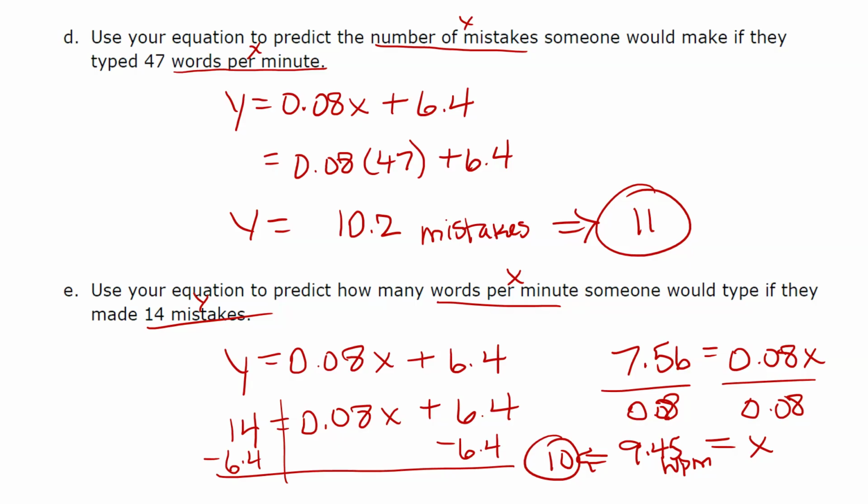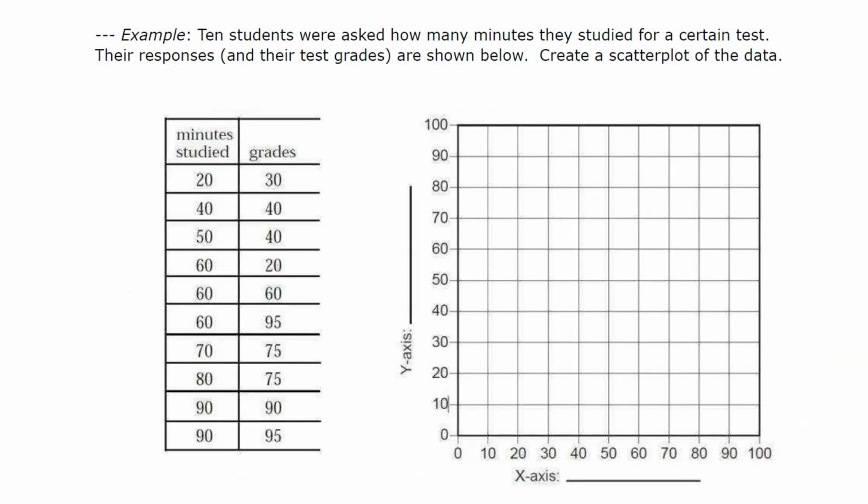Okay, awesome. 10 students were asked how many minutes they studied for a certain test. Their responses and their test scores are shown below. Create a scatter plot of the data. So we have the minutes studied, so that will be our x, and then the grades. The grades are going to be dependent on how many minutes they studied. So we need to plot all of these ordered pairs.